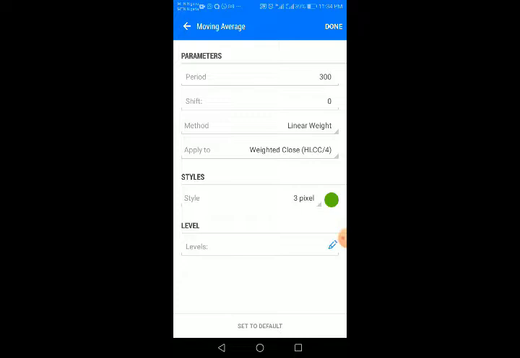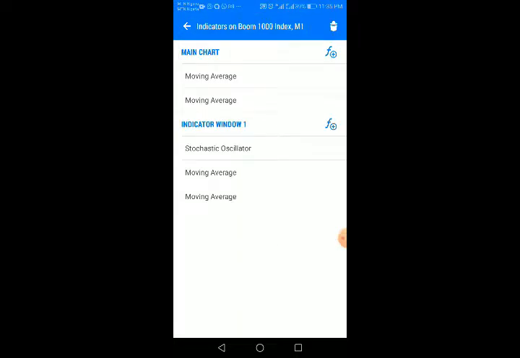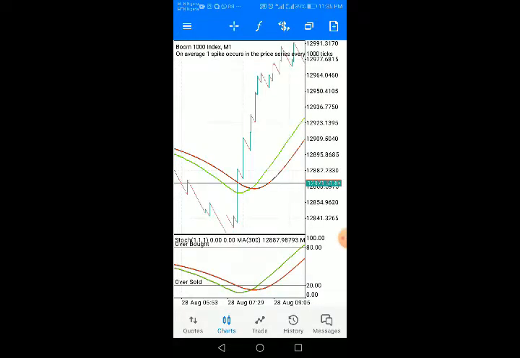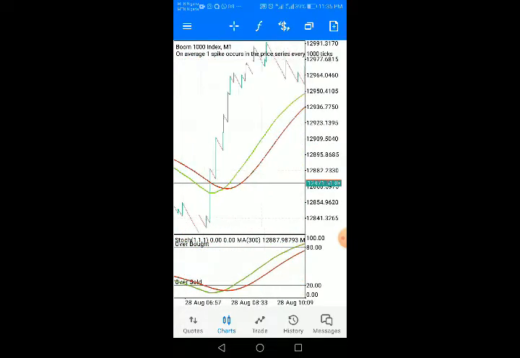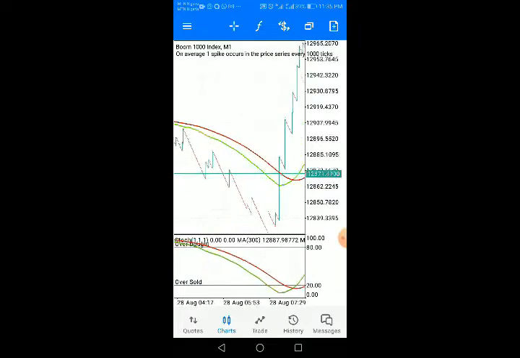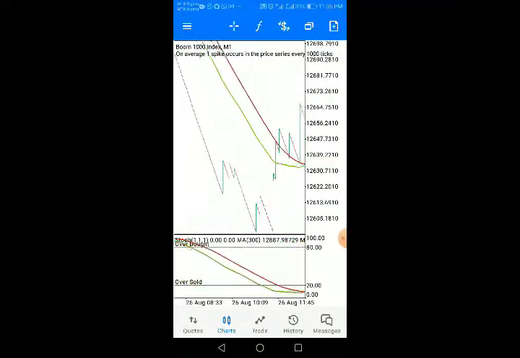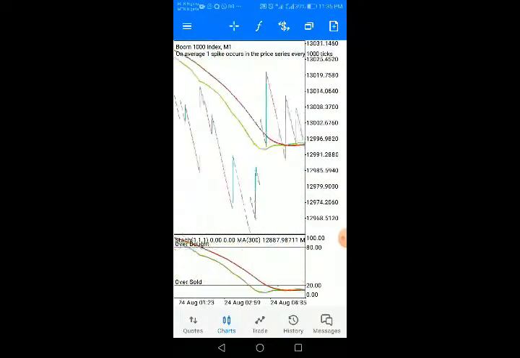So you can take a screenshot of that for you to be able to follow it. Then the second one as well, we have the same setting: 100 period, then shift 0, method linear weighted, applied to previous indicator's data. Style 3 pixel, then red color. Once that is done, you select done. After you've followed the setup, make sure you have something that looks exactly the same way as you're seeing it on my chart. You understand? So make sure the chart is properly set up like that.